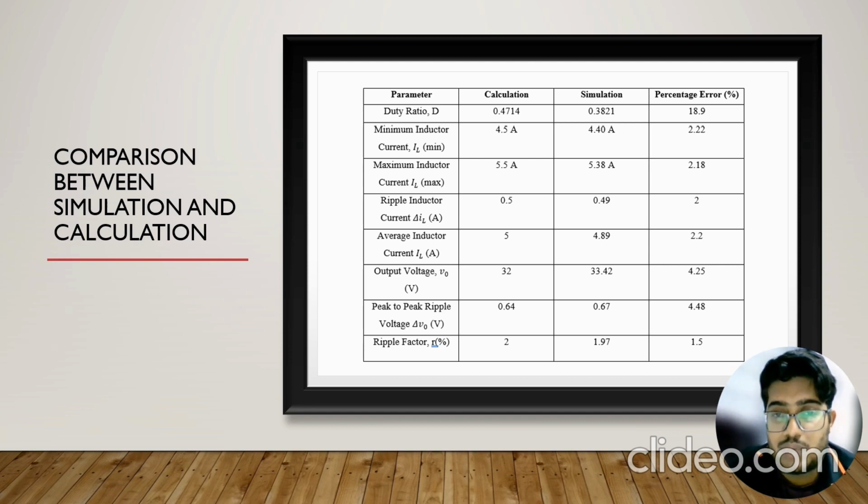For the peak-to-peak ripple voltage, the calculation is 0.64 and the simulation is 0.67. So the percentage error is quite high, which is 4.48%. And lastly, for the ripple factor, based on calculation, we got 2% and the simulation is 1.97, which is good because it is below 3% based on the question. So the percentage error for this is 1.5%.